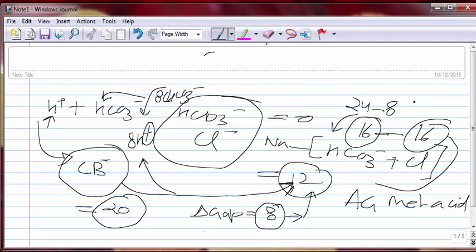Now, if you find this not as 16 but as 20, what would that mean? 8 protons are released, so 8 bicarbs should have been consumed. The reading should be 16, but it is 20. So that means there is a gain in bicarb. The bicarb is being added to the blood from somewhere. So this patient would have metabolic alkalosis as well.